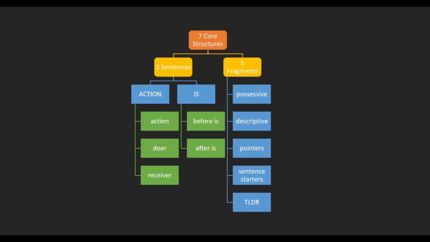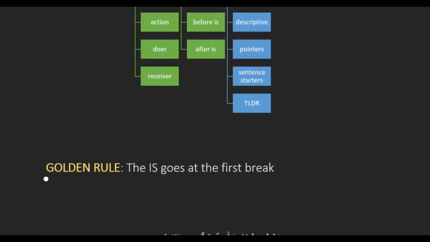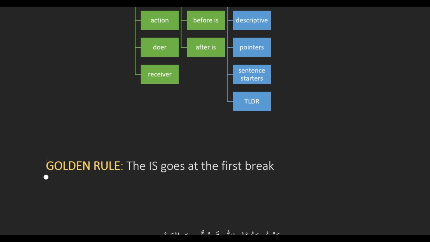Waiting for the catch. No, there's no catch. Your one rule is: the is goes at the first break. And we know what breaks are. We've seen a lot of that. So when we see an is sentence, we go through and find our breaks the same way we've been finding breaks, which is looking for connections. And once you've found your break, you know that's where the is goes.